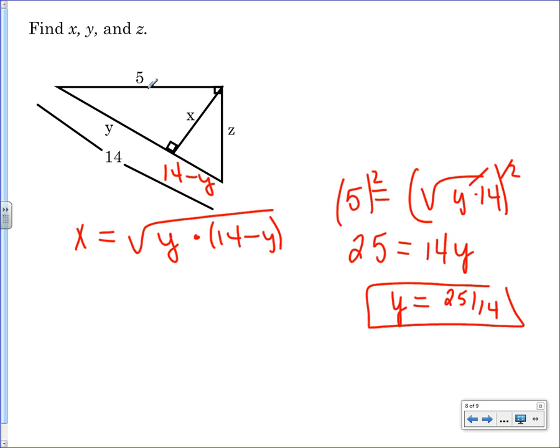It has to be leg equals adjacent times hypotenuse. That's the formula. So no, you couldn't start with the y here because it's not a leg of the original right triangle. Does that make sense? Okay. So I'm going to go back over here and replace all the y's with 25 over 14. Did I lose you?